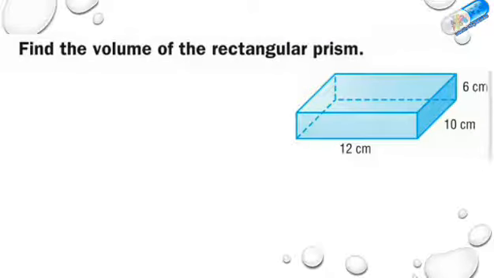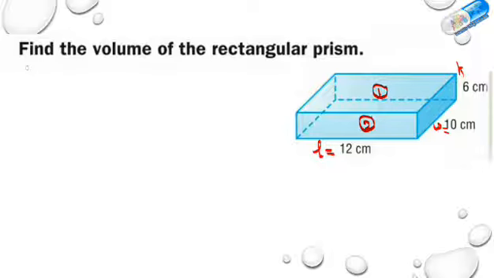The first example, find the volume of the rectangular prism. As you see here, we have a rectangular prism. This is the length, and this is the width, 10, and this is the height of the prism. Why is it the height? Because it's connecting the two bases. This is base number 1 up here, and down here this is base number 2. So how do we get the volume?